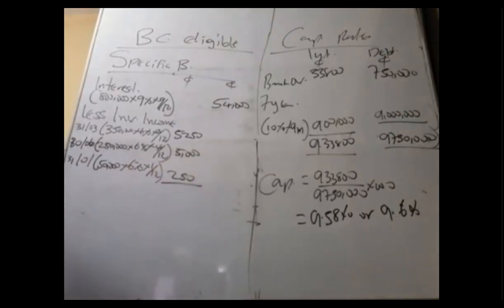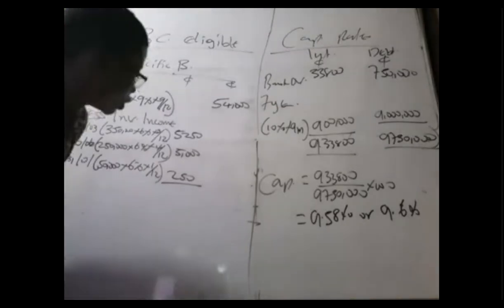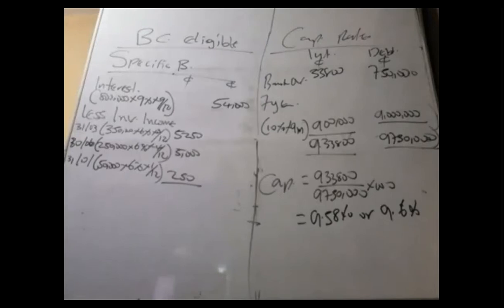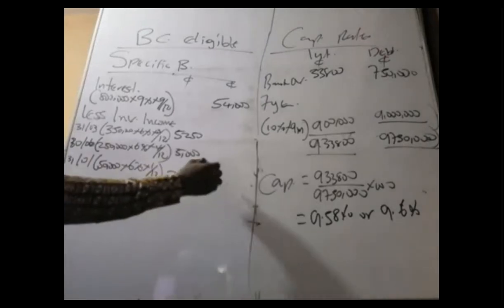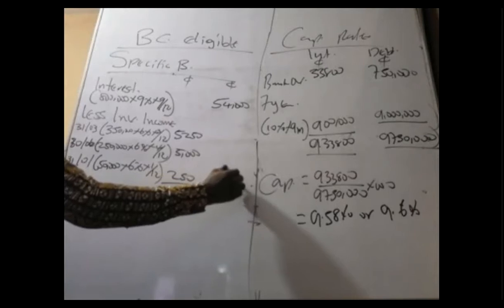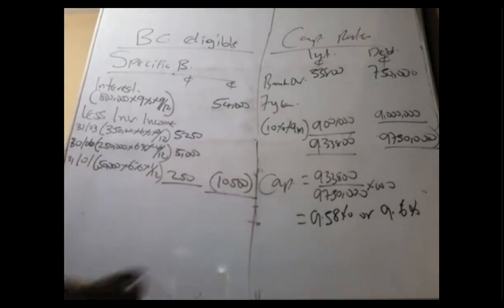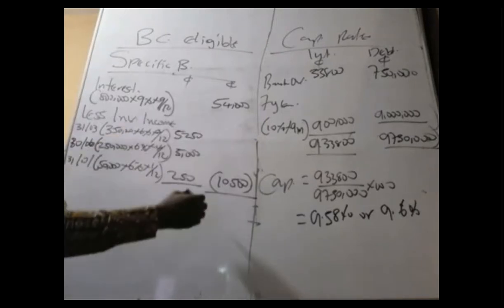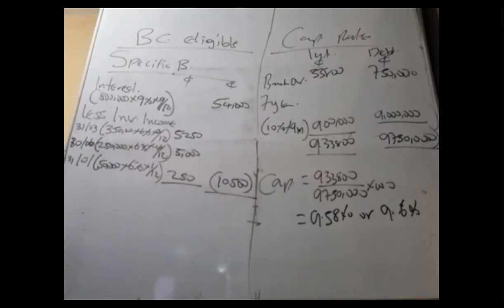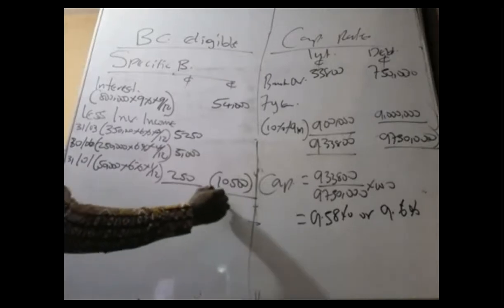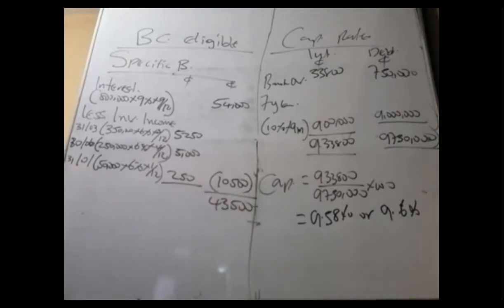Put all of them together and let's see. So therefore, this one gives us 7,000 or so. So 10,500, right? So the total investment income should be around 10,500. Take it off from the investment income to get something like 43,500 to be the net coming from the specific.